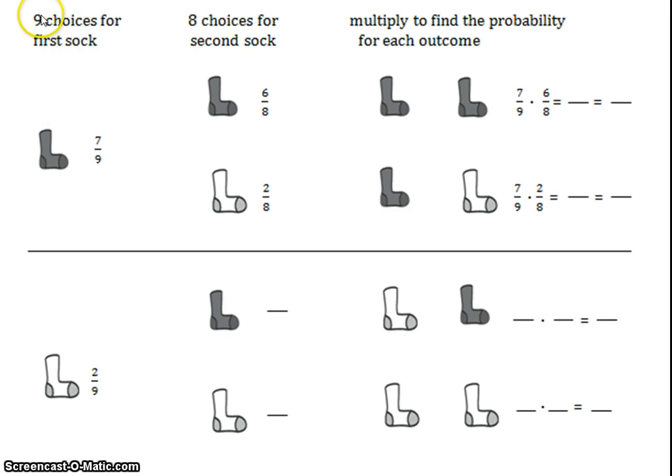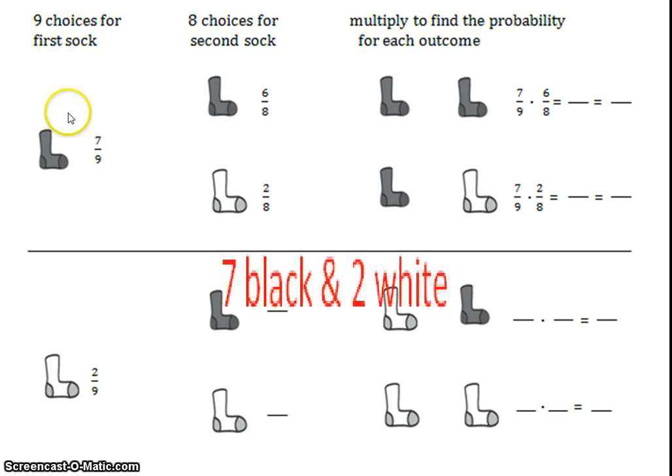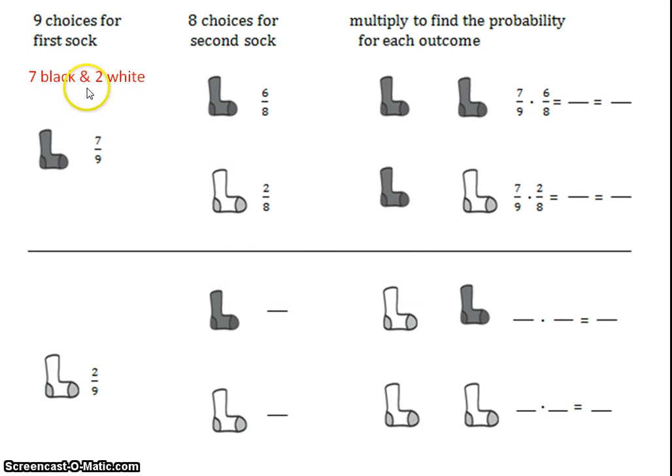Alright, for the first sock being chosen, there are 9 choices because there are 7 black and 2 white socks in the drawer. So we're going to look at one scenario first. That being if we reach in and pull out a black sock. The probability of us reaching in and pulling out a black sock is 7/9. There are seven black socks and a total of 9 socks altogether.